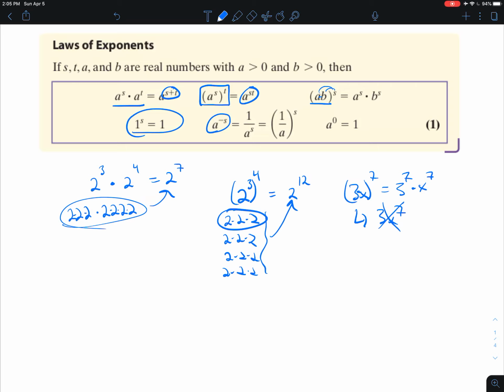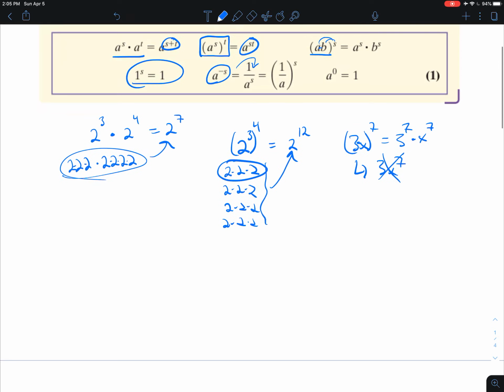When you raise something to the negative power, you end up with the reciprocal, 1 over a to the s. So we can sneak an example. 2 to the negative 5th is equal to 1 over 2 to the 5th.